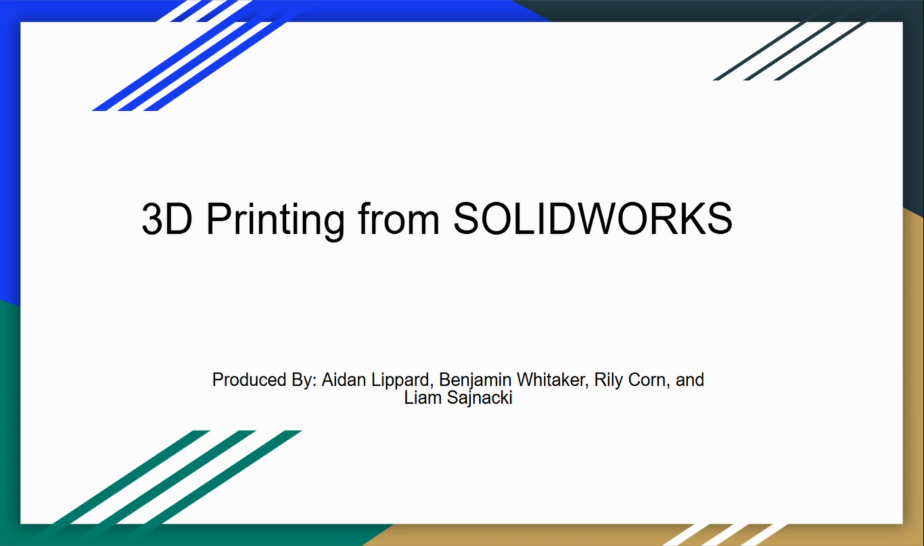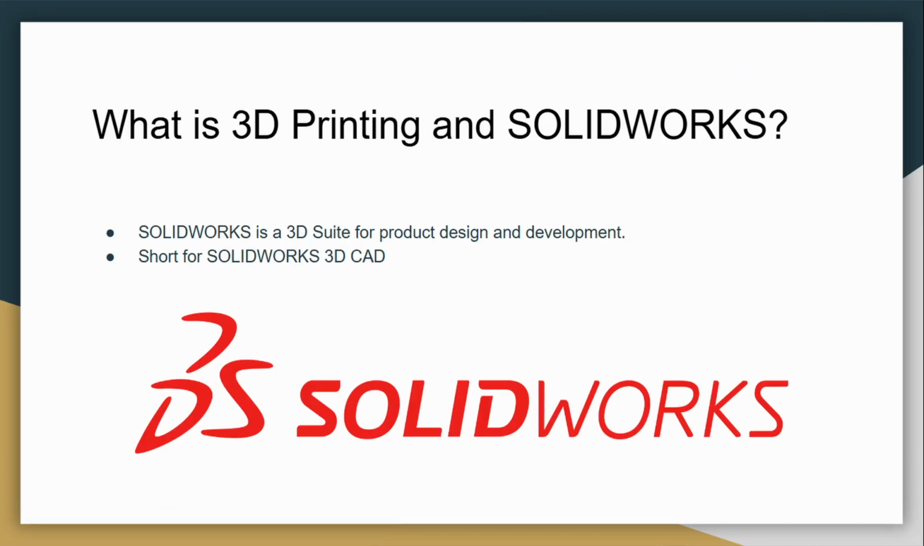3D printing allows one to create three-dimensional objects using a specialized printer that systematically layers material on top of itself. The printer reads a digital computer file which specifies how to layer the material to build the object. This presentation goes through the process of 3D printing a 3D model in SolidWorks.